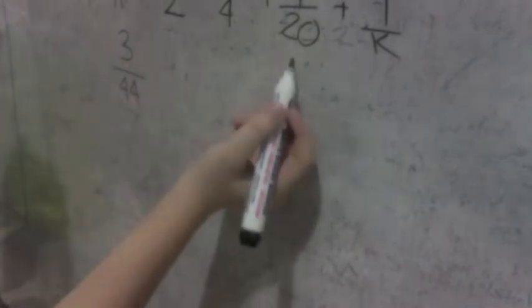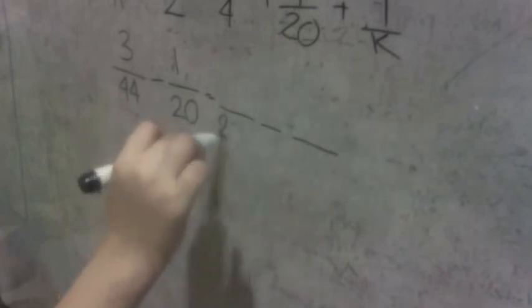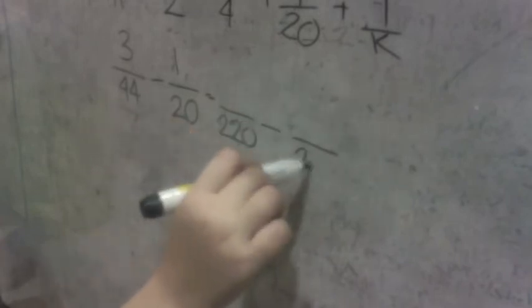So I erased some parts, but we got 3 over 44. Now, we need to subtract 3 over 44 with 1 over 20. So I'm going to subtract this with 1 over 20. And we're going to find the common denominator, as we know, which is 220.